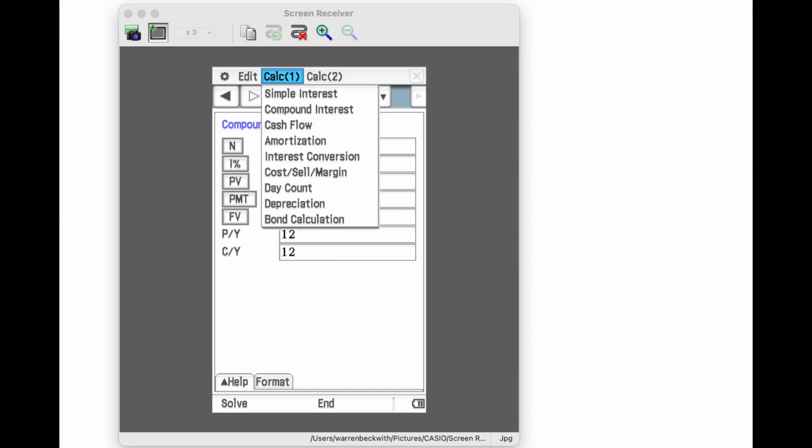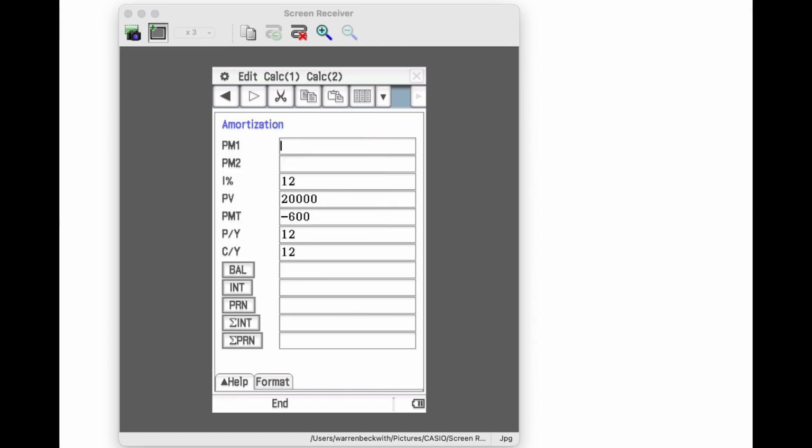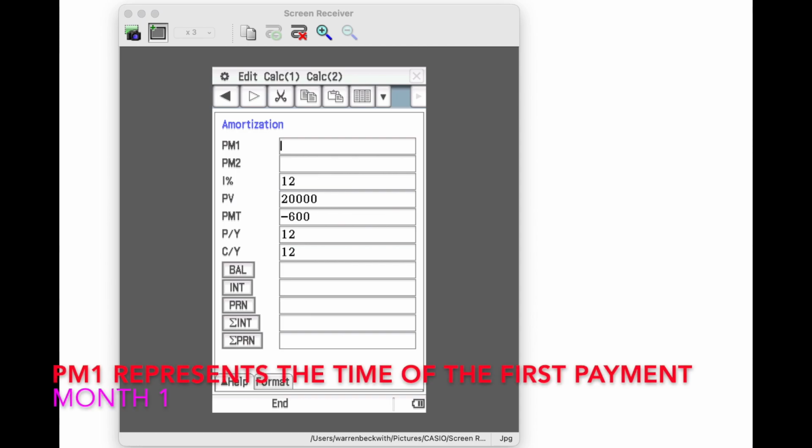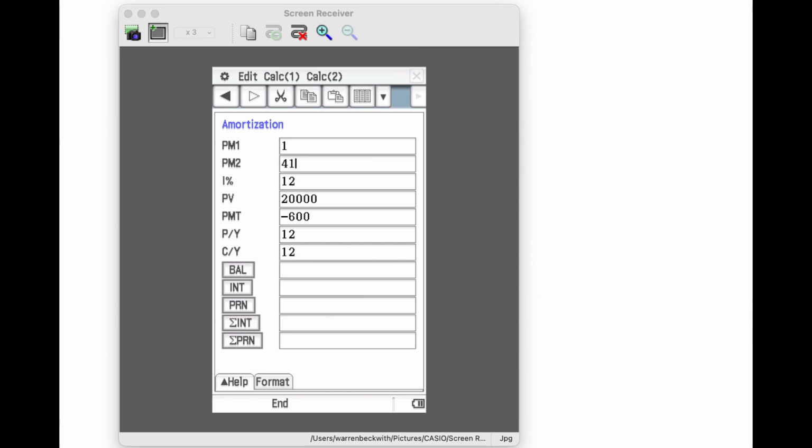So when we use the amortization app, what we want to do is express PM1 and PM2 as the time frame that we're looking at to determine how much we pay off in terms of interest. So PM1 is 1 and PM2 is 41 for our last payment. All the other values in between, such as I and PV for present value, they stay the same.